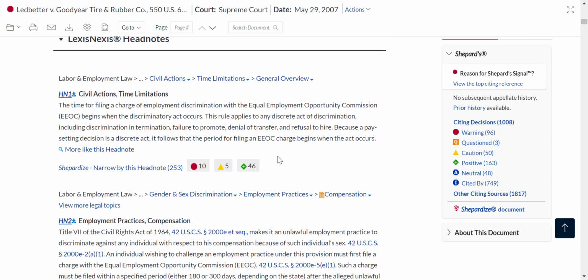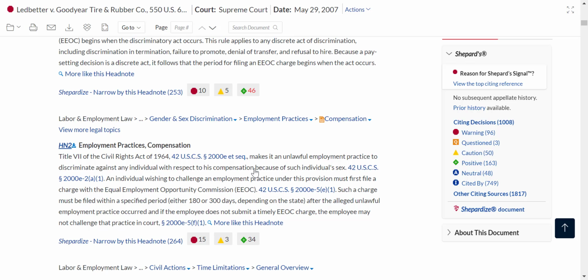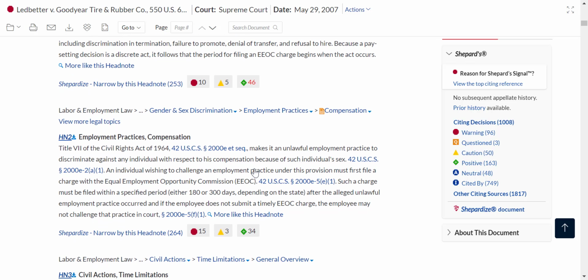This is a great way to both validate the law of this particular point of law from the opinion and also find additional authority that talks about this particular point of law. We can see here that this headnote has about 253 citing decisions, and it even gives us the Shepard's breakdown. We can see that we've got some issues with some negative treatment and actually a lot of positive treatment here, which is really interesting, and we'll look more at that in just a second.